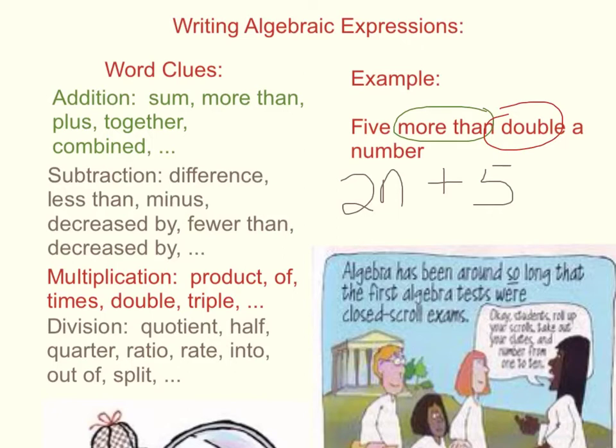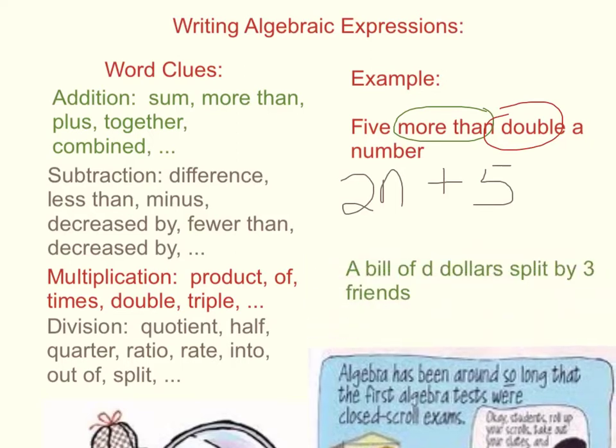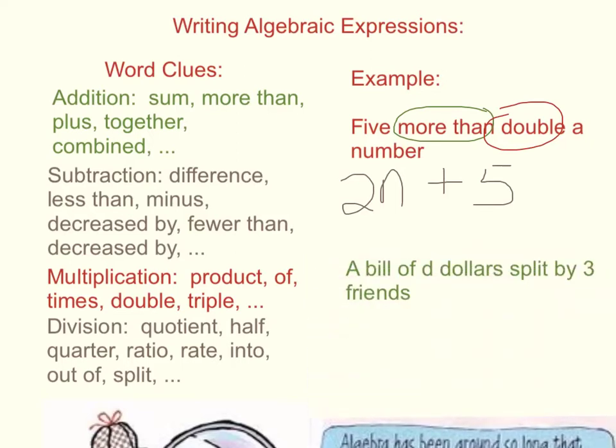Please take a moment to pause this video and record the example in your notes and try the second example down below. When looking at the second example, we have one very key word to help us figure out our operation. Split, that means that we're going to divide. So we have D dollars, and we're going to divide that by 3. So our expression is D divided by 3.